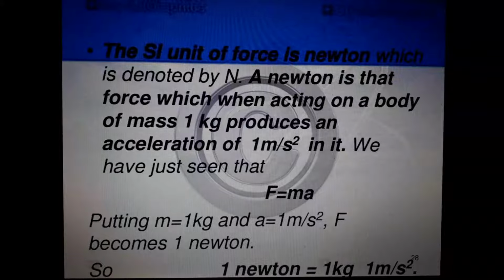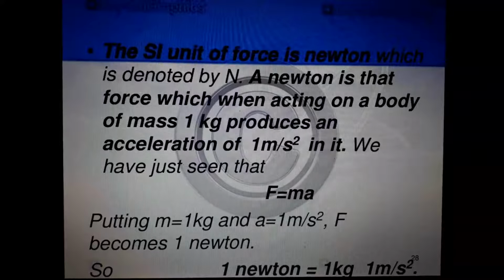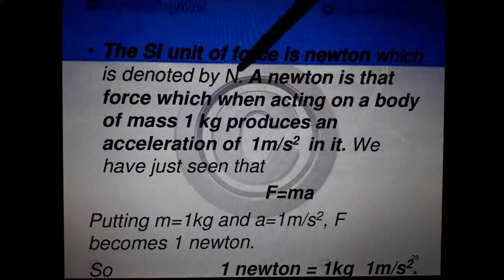Understand? The equation for Newton is F is equal to ma, where F is the force, m is the mass, a is the acceleration. Okay? Kilogram meter per second square is also another unit, but the standard unit is Newton, denoted by capital letter N. Understand?